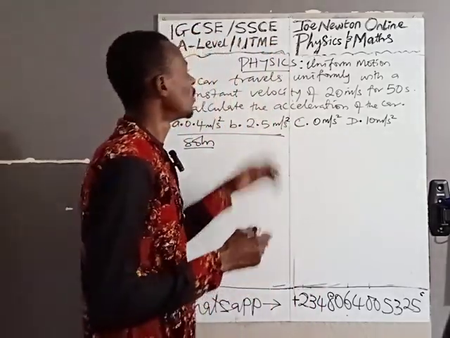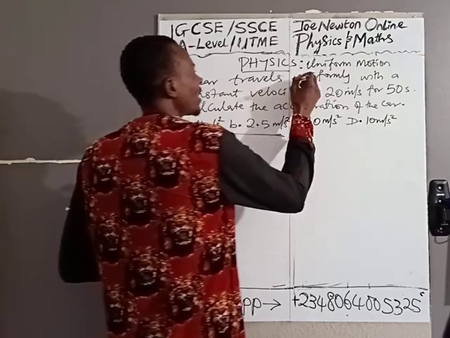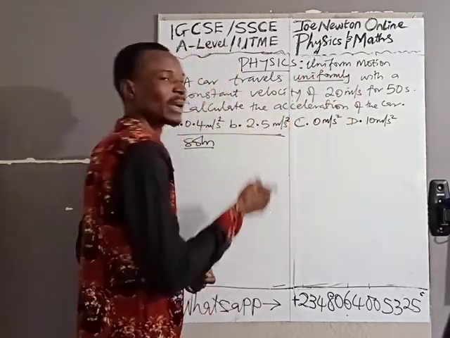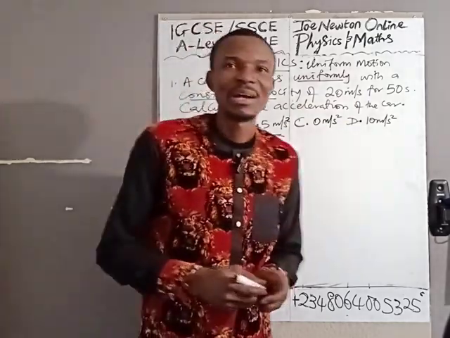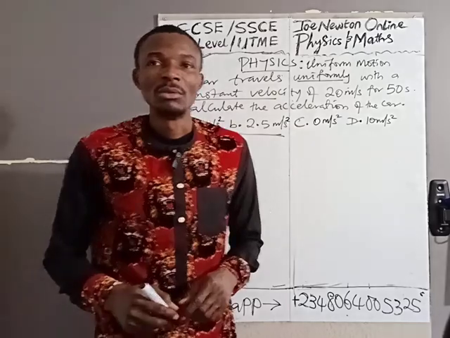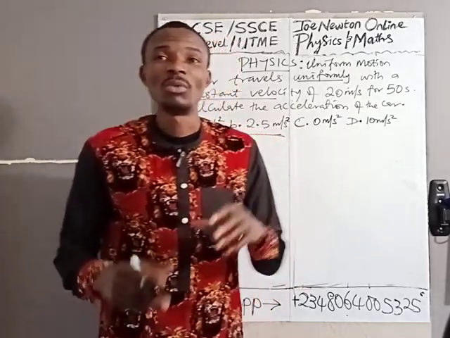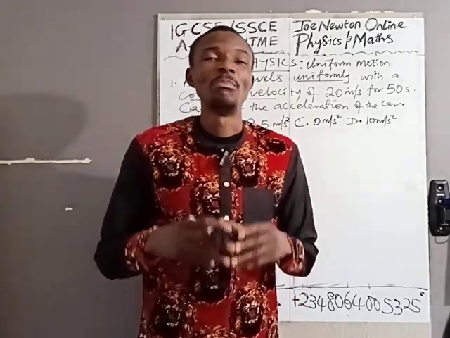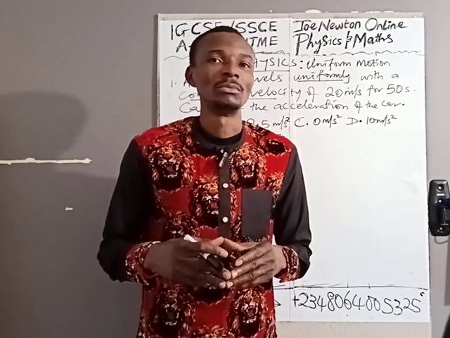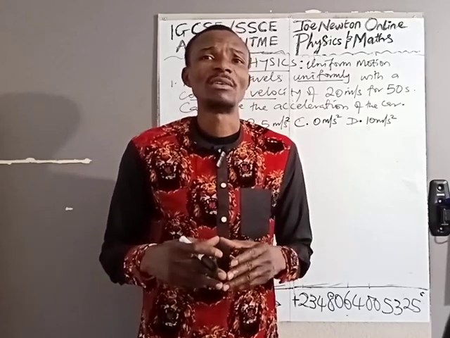Okay, now look at the key word here. It says that the car travels uniformly and the car is traveling with constant velocity. So for that reason, the car has no acceleration. Yes, when a body is traveling uniformly in a straight line with constant velocity, then the body has no acceleration. Very simple, because what is acceleration?